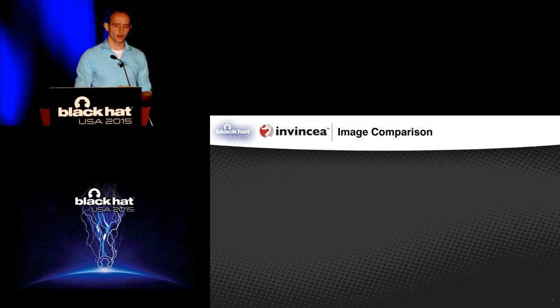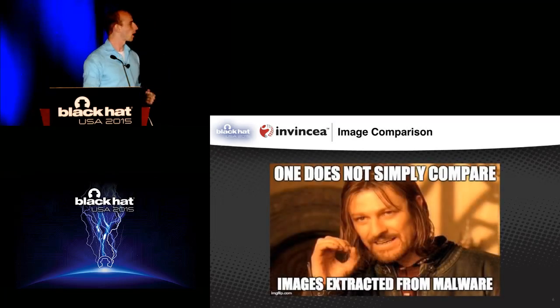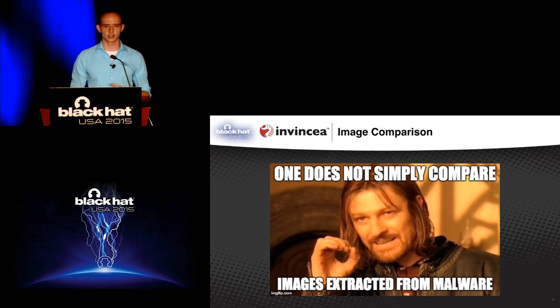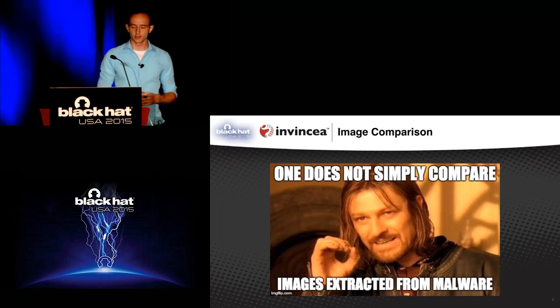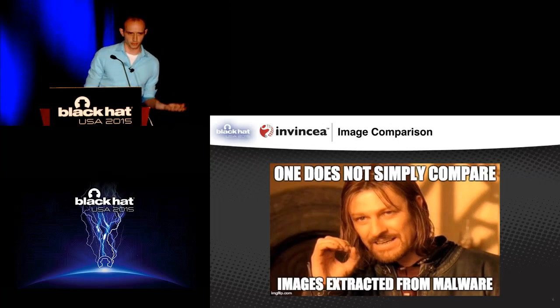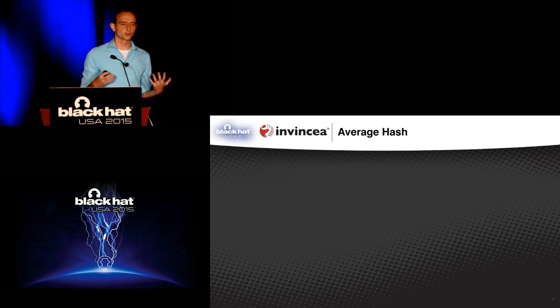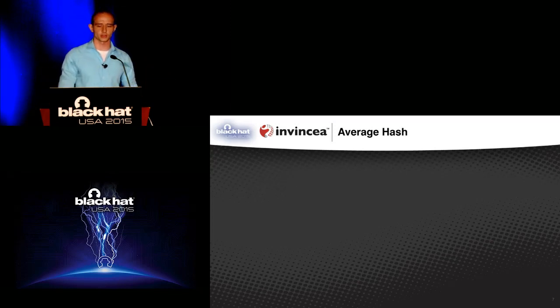As we were working through them, we quickly found that one does not simply compare the images extracted from malware. Trying to do things as simple as MD5 hash matching tends not to work because images get changed in compression, the resolution gets distorted, and they can also be changed deliberately by attackers trying to evade such a technique. So the algorithm we used is called average hash, and it's computationally a very simple algorithm, which is good because we're running this across thousands of samples.